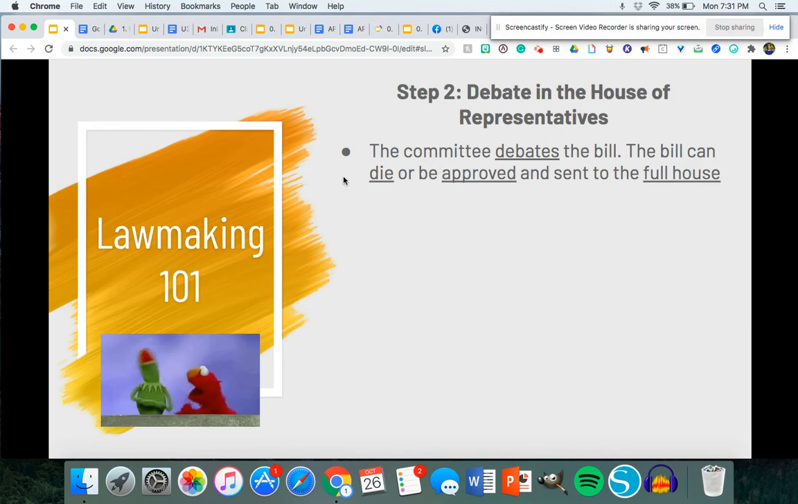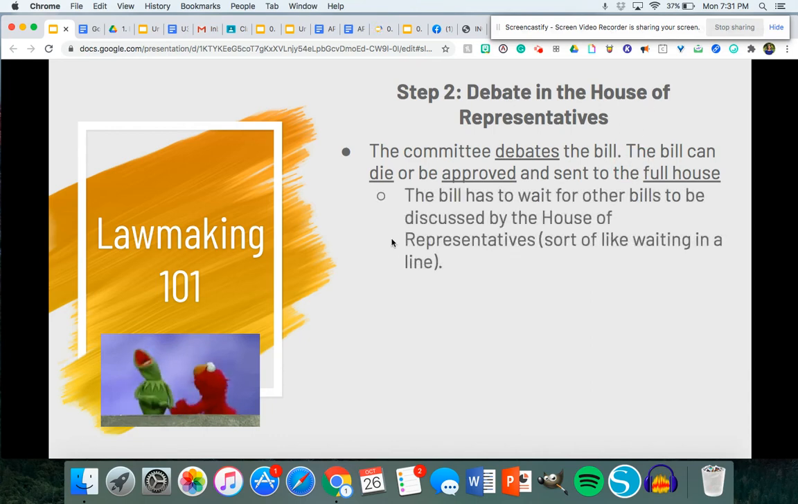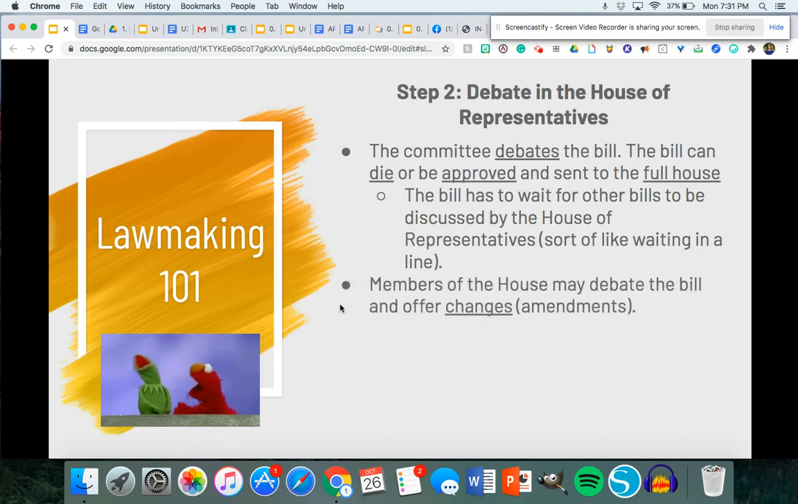Now, if the committee debates and it's approved by the committee, it would then be sent to the full House of Representatives, right? Because we started in the House here. Now, the bill does have to wait in line for the bills before it to be discussed by the House. So there is sort of like a waiting line here. Now, once it's being debated and voted on, members of the House may debate the bill and offer any changes or amendments to that bill.